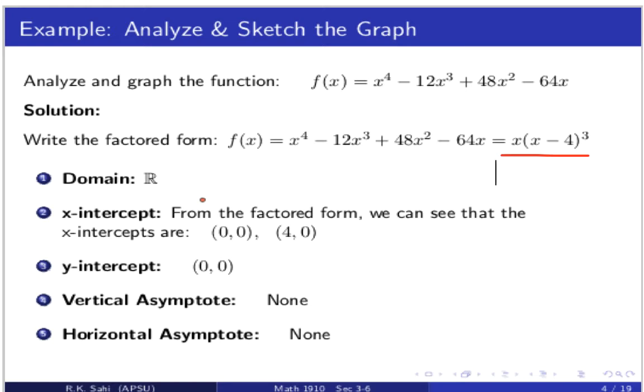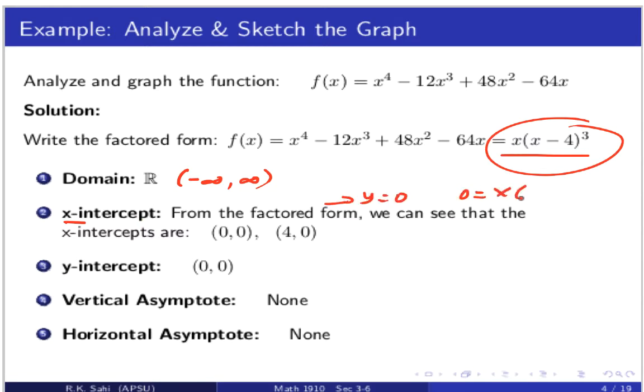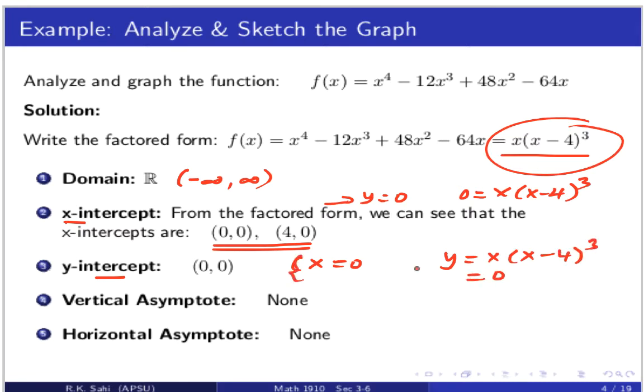The first thing: it's a polynomial, so the domain is the whole of R. We can write this as minus infinity to infinity. Now to find the x-intercepts, the factored form comes in very handy because, remember, x-intercepts means y is 0. So 0 equals x times (x minus 4) the whole cubed, which gives us two x-intercepts, (0, 0) and (4, 0). Now, what is the meaning of y-intercept? It means where x is 0. So y, which is x times (x minus 4) cubed, is simply 0. So there is only one y-intercept.